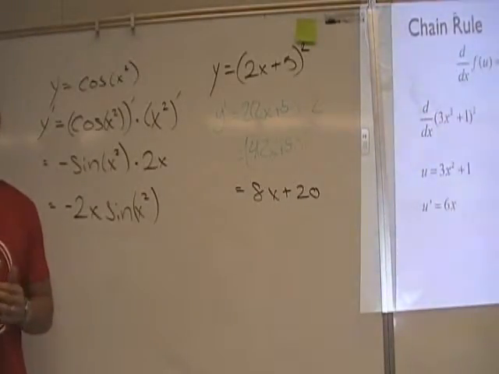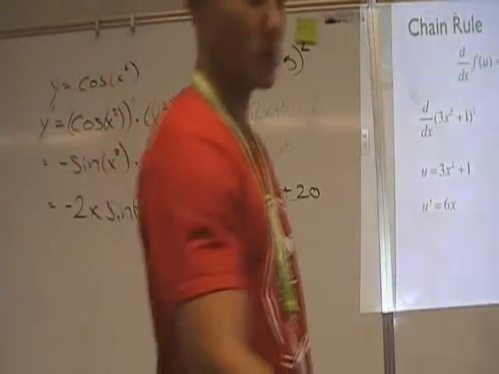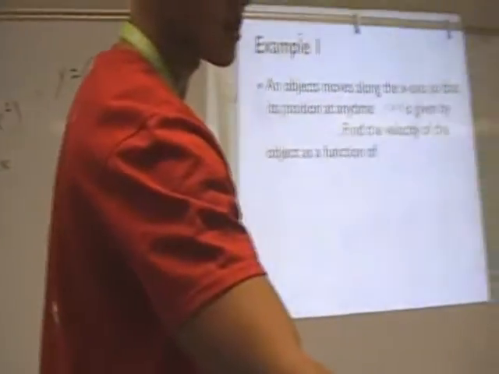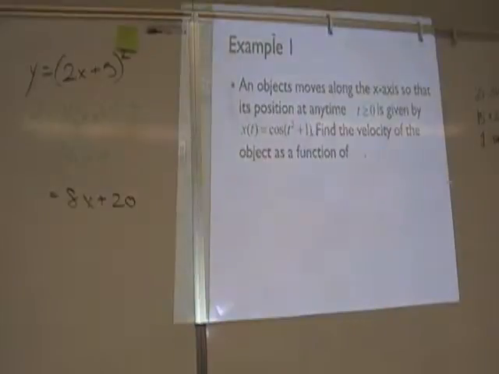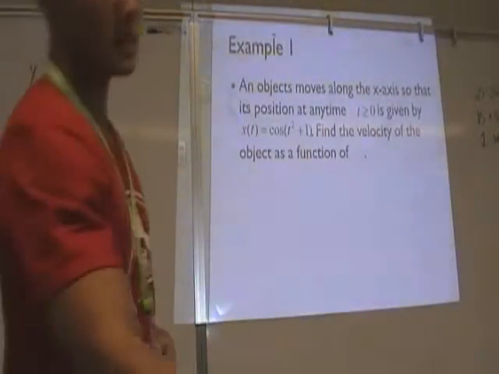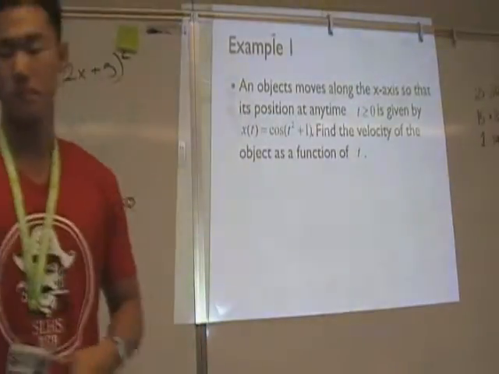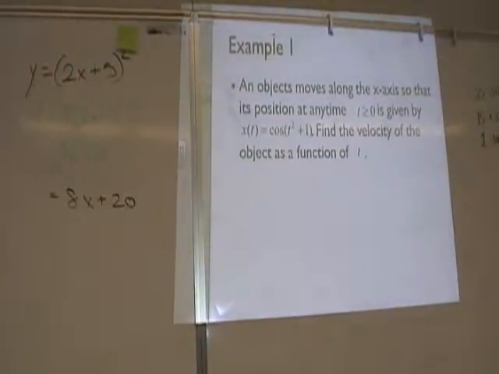Any questions? Alright, let's look at a more complicated problem. An object moves along the x-axis so that its position at any time t, where t is greater than 0, is given by that equation. Find the velocity of the object as a function of time. Let's go and copy that down first.